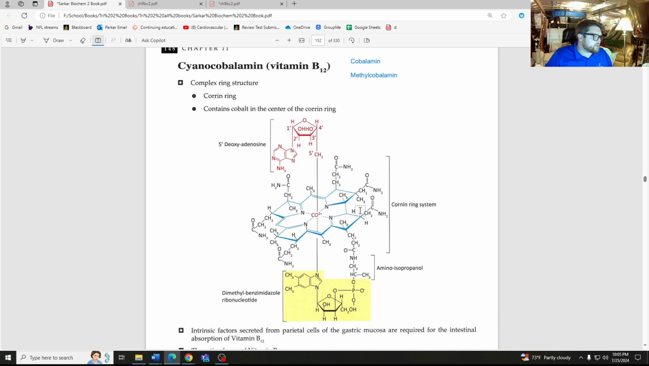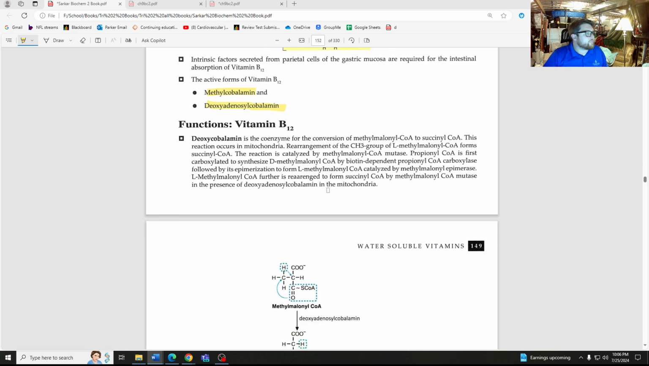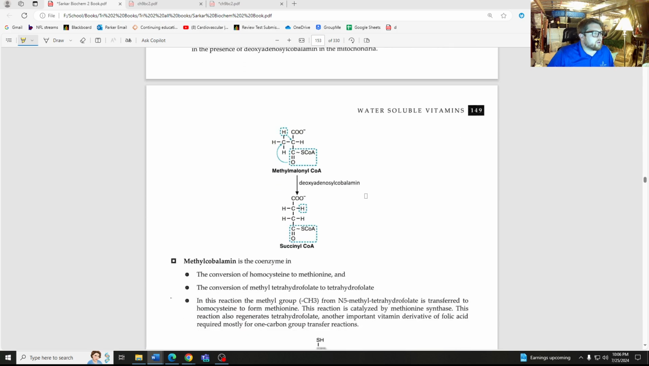We have a huge structure, all that stuff going on. Active forms of the B12, just like I said, methylcobalamin and deoxyadenosylcobalamin. Most of the time, you'll just see methylcobalamin. That's the only one that I remember ever seeing, but just in case he does ask about it. Deoxycobalamin is the coenzyme for the conversion of methylmalonyl-CoA to succinyl-CoA. This reaction occurs in the mitochondria. Whole bunch of extra words. Again, when we get to later learning stuff, we'll pull out some of the specifics.